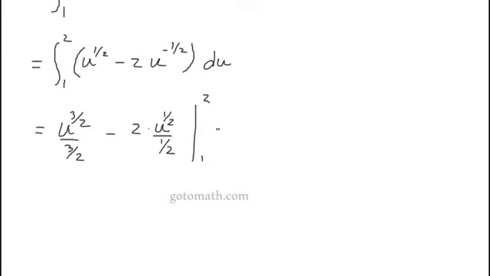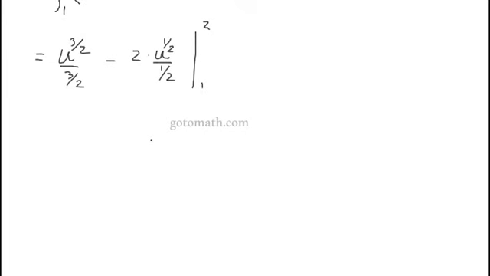I'm going to rewrite this one more time. I think we spent way too much time on this problem. My commentary. 2/3 u to the 3 halves minus, and then that becomes 4 u to the half.